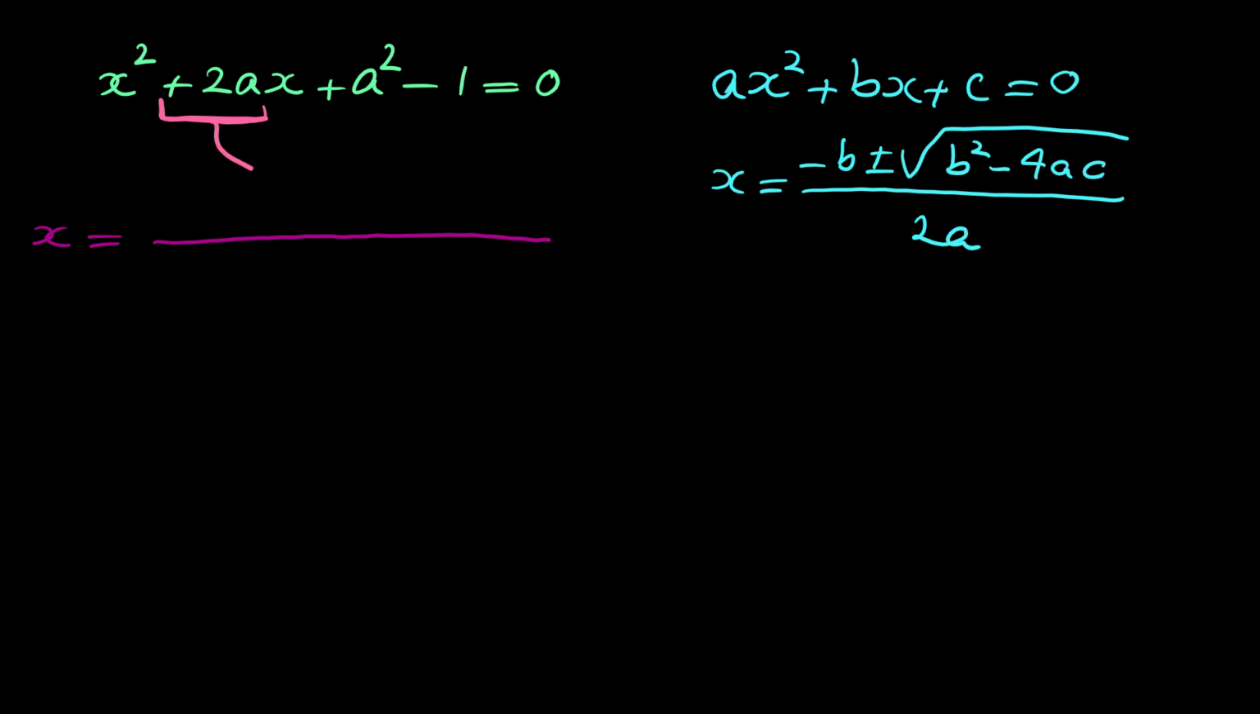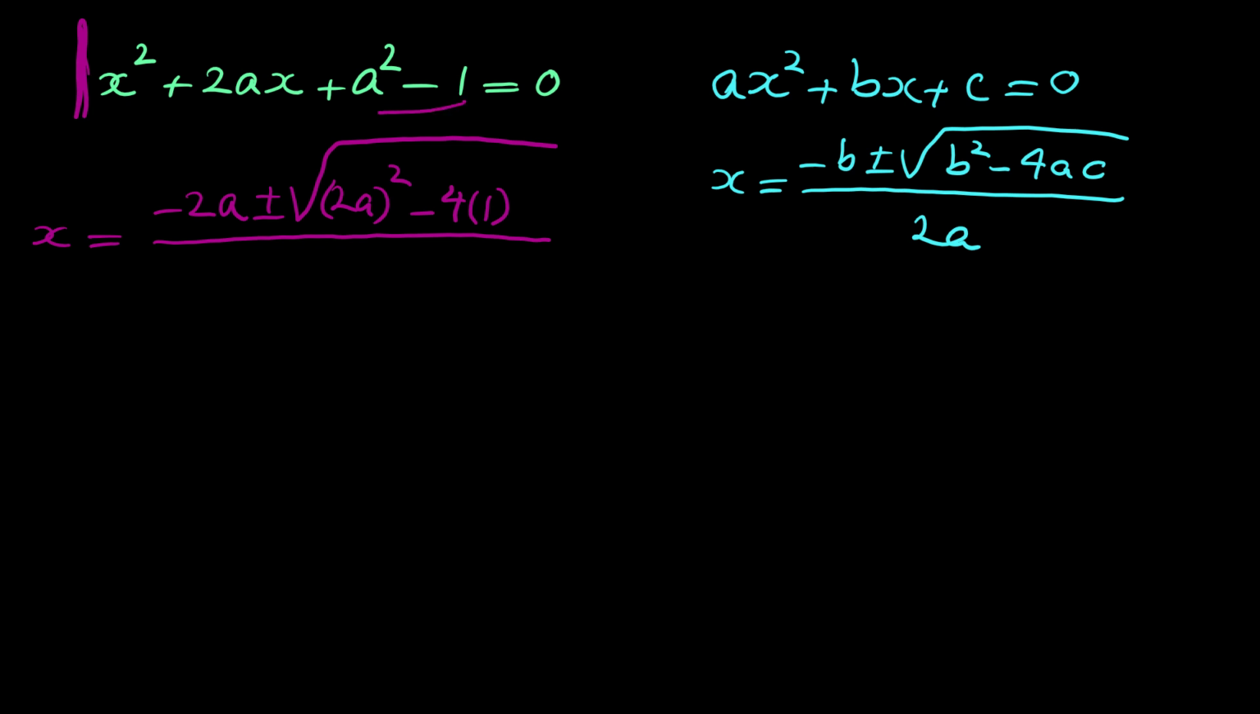All of this is b. So negative b is negative 2a, plus minus radical b to the 2, which is 2a to the power of 2, minus 4 times a. What is a? a is 1. So 4 times 1 times c. All of this is c: a to the 2 minus 1. All over 2a, 2 times 1, or 2.